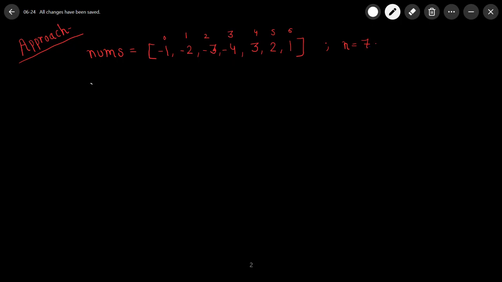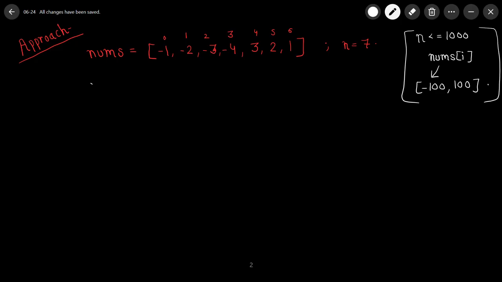So I have written the sample case again. We know that the length can go up to 1000 and each element of nums can be from minus 100 to 100, in this range. In this video, I will also tell you how to read the constraints and derive a solution from them. So here we will see the importance of constraints.